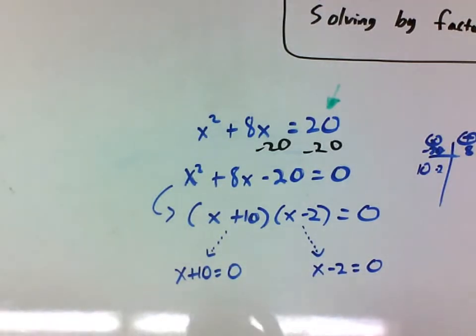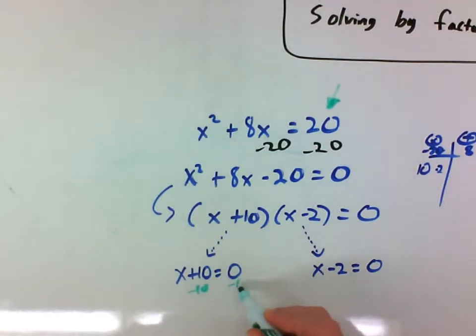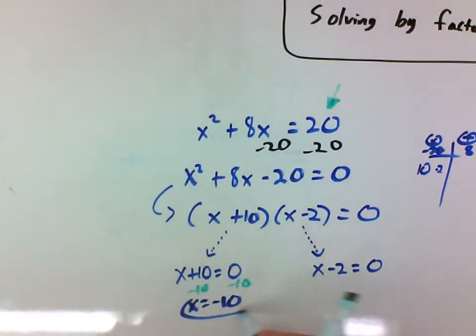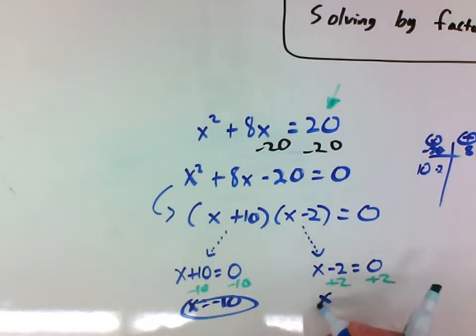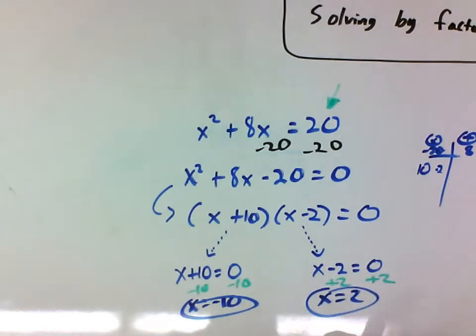So I'm just going to solve both of these equations separately. Subtract 10 from both sides, and I get my first solution, that x can equal -10. Add 2 to both sides, and I'll get my second solution of x equals 2. Plug those into the original equation, and you'll see that they both work.